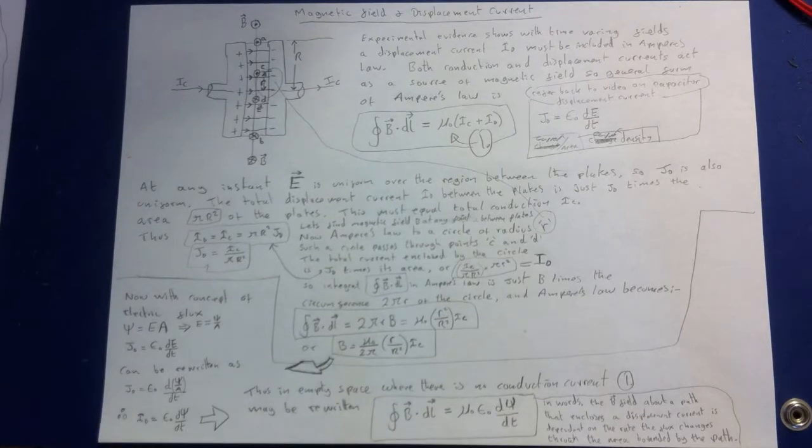Thus, in empty space where there is no conduction current, in other words I_C equals 0, Ampere's law may be rewritten: the closed path integral of B dot dl equals mu naught epsilon naught times the rate of change of the flux. We will see later on that this equation bears a close resemblance to another relation, Faraday's law, which describes the electric field induced by a changing magnetic field.